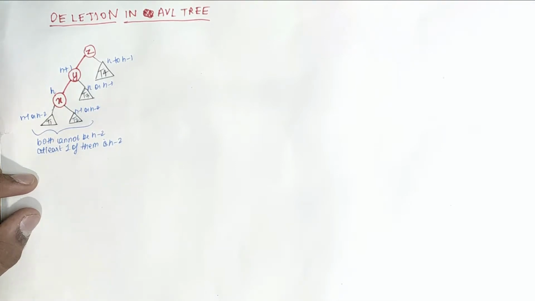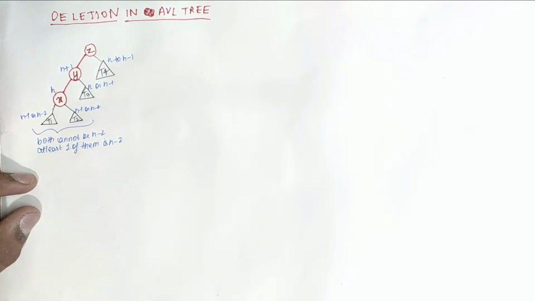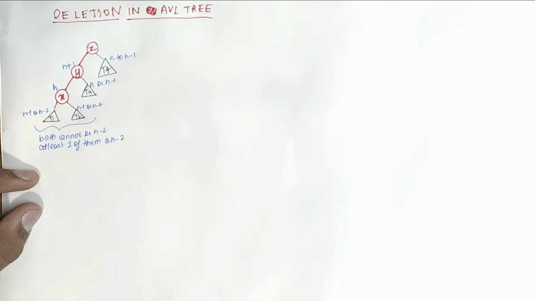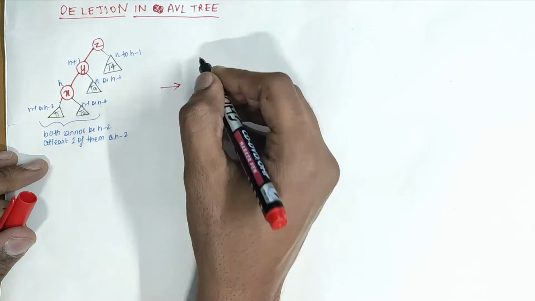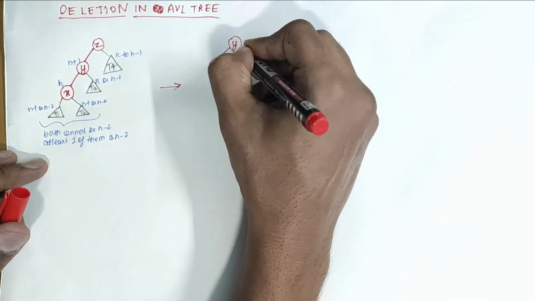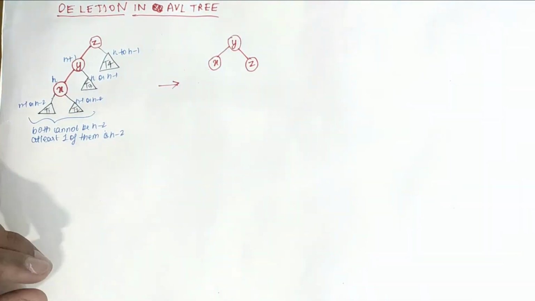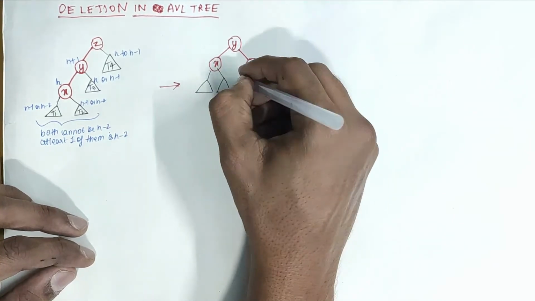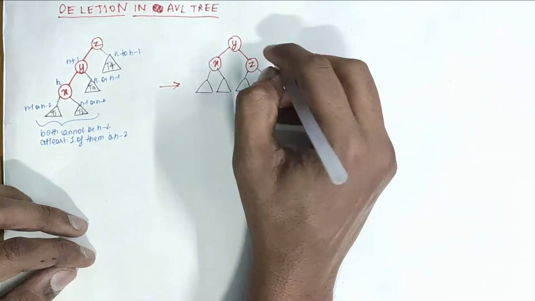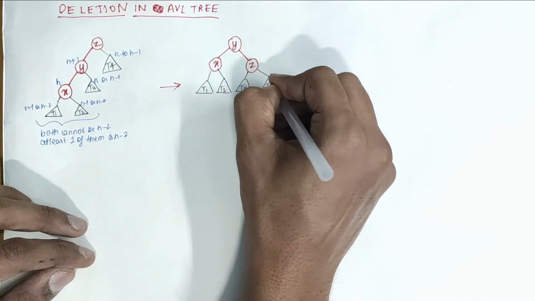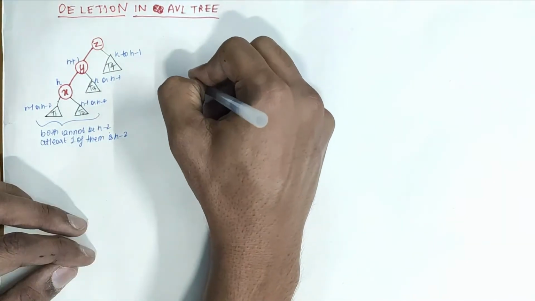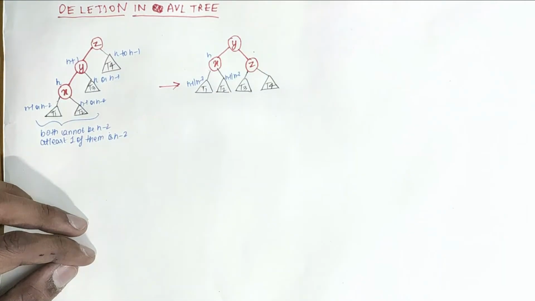And then X has 2 children, and the 2 subtrees have height H minus 1 or H minus 2. Note that both of these could not have height H minus 2, and at least one of them has height H minus 1. So we will do a right rotation on Z, and then the heights of different subtrees and nodes will become this.